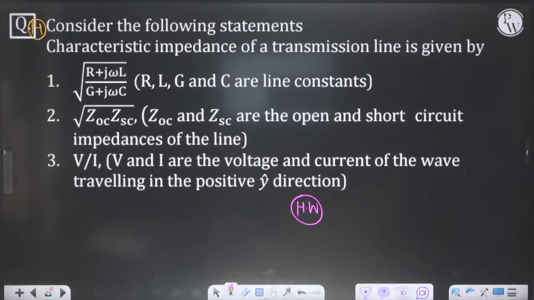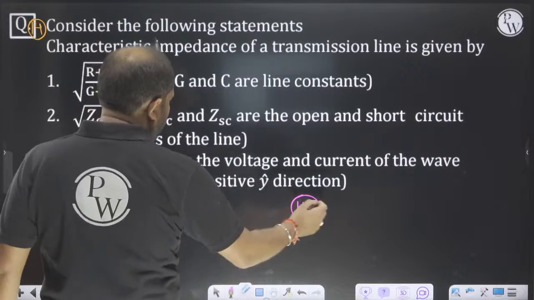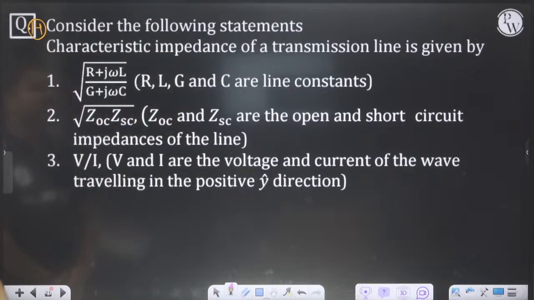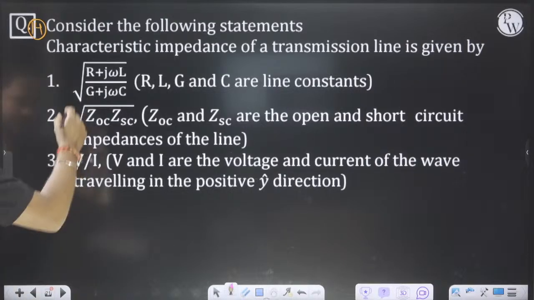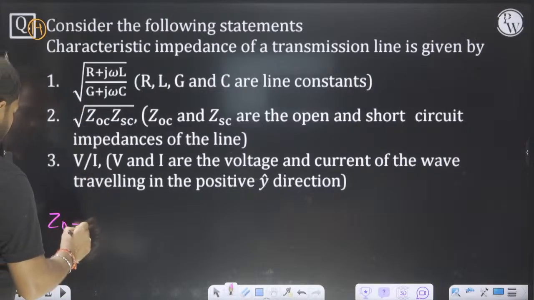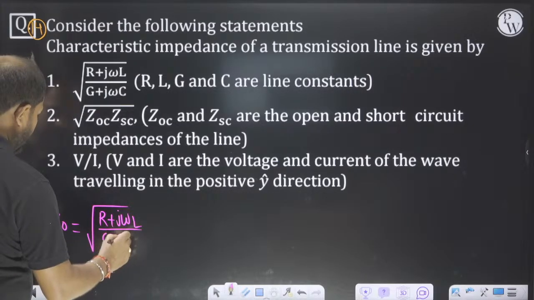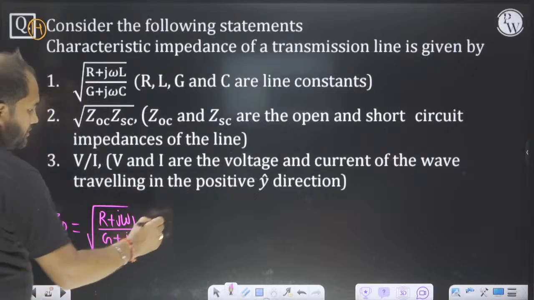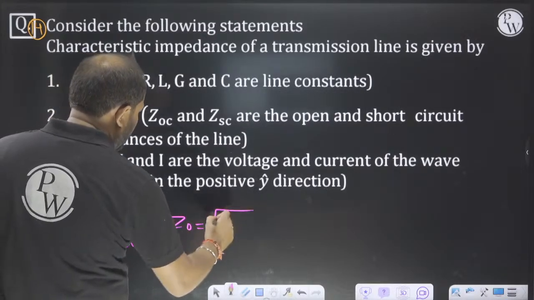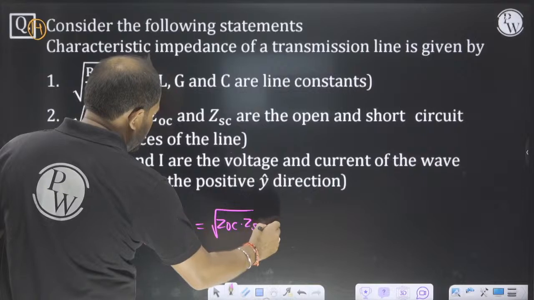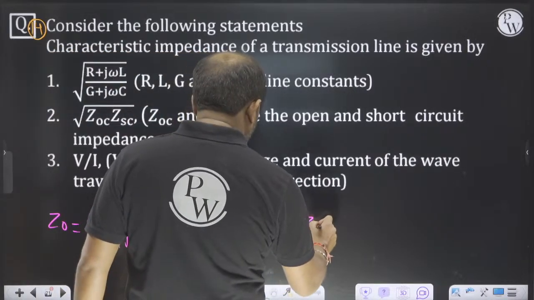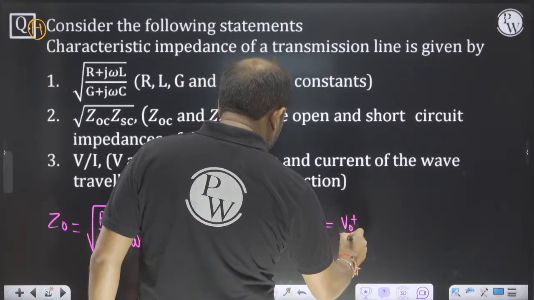Next, question number 14. What have they asked? First of all, RLGC, characteristic impedance they are asking. So R plus jωL, characteristic impedance. Z0 is the square root of ZOC into ZSC. V by I, characteristic impedance. So Z0 is equal to the square root of (R plus jωL) upon (G plus jωC). So this is characteristic impedance. Z0 is equal to the square root of ZOC into ZSC. And Z0 is equal to V0 plus upon I0 plus.